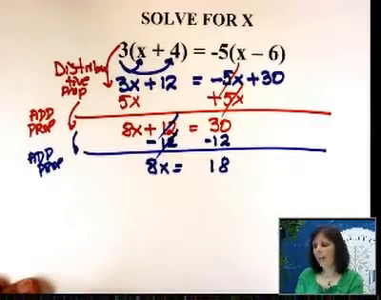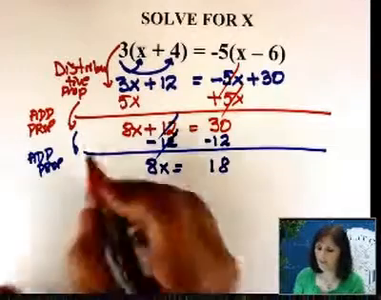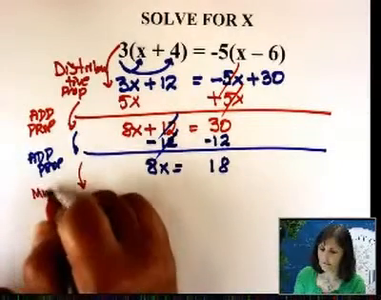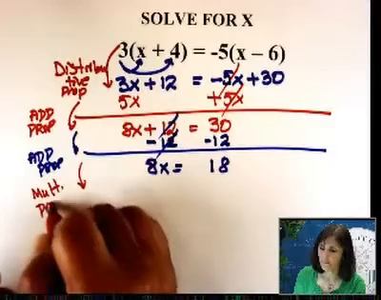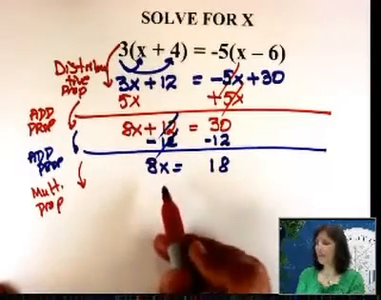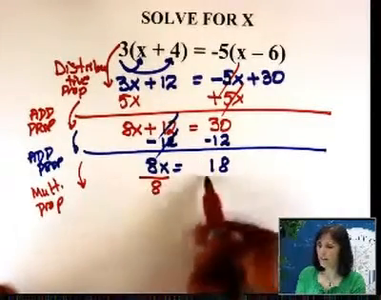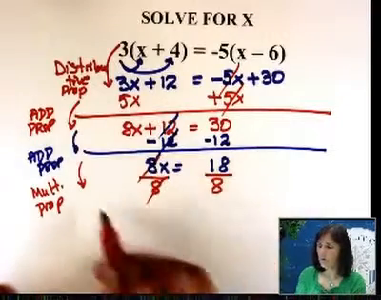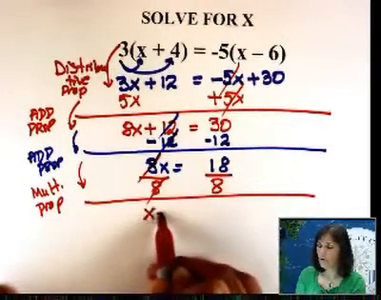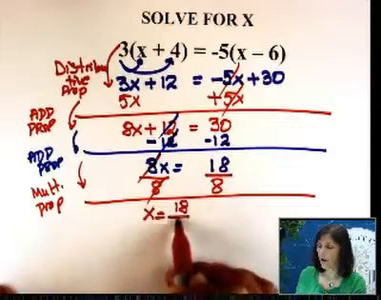18. Now multiplication property. Eight is multiplying x. Just divide both sides by 8. These will go. Then you'll end up with x equals 18 over 8.